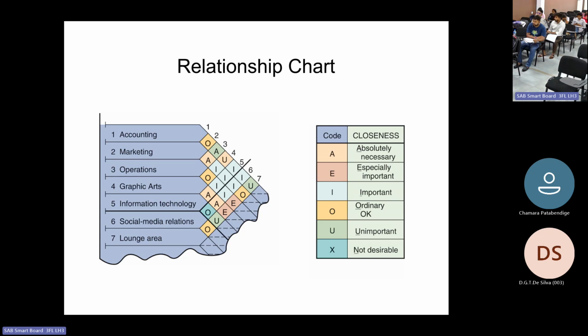Let me quickly tell you how we do it. For that, especially for coding, we use something called the line code system. For A-type relationships, we might use five lines, because that is absolutely necessary, to indicate that type of relationship we use five lines together. For E we use four lines. Likewise, I, O, U, and then X. We use three lines here, two lines here, one line here. So we use a line coding system. And for X, not desirable, X-type relationships, we will use zigzag lines.